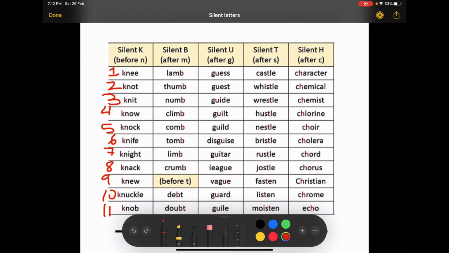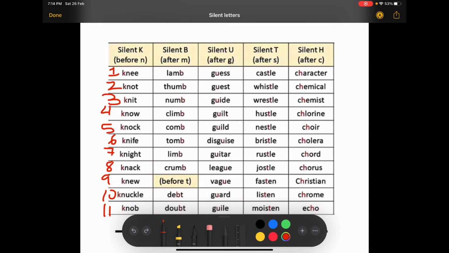And here are some words that include a silent T. So the first word we have is castle. You don't pronounce the T because it's silent. And as you can see, most of the words include an L after the T. And there are a couple of words that include an E after the T.